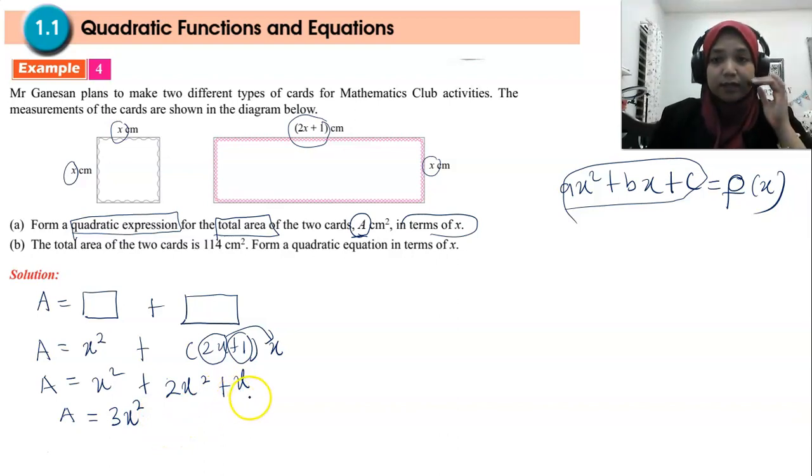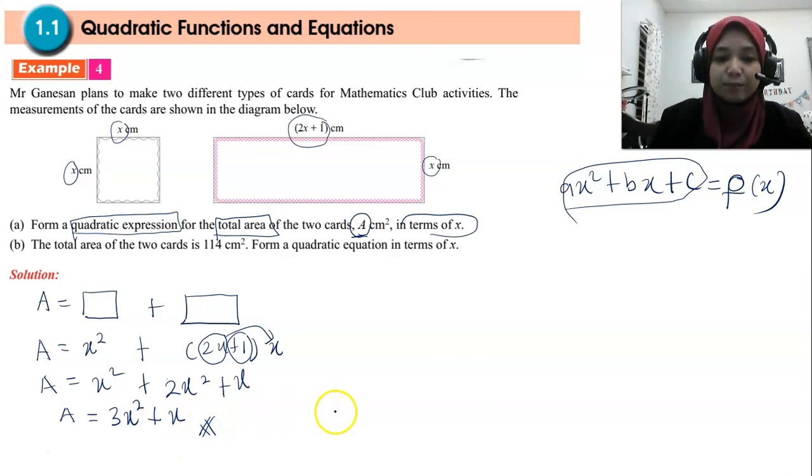X has no partner, right? Remember, you only add or subtract the same type of term. This is x square with x square. X with x. Number and number only. Don't get confused. So, x has no partner, just plus x. So, this is your quadratic expression.